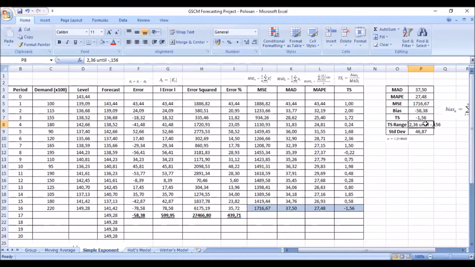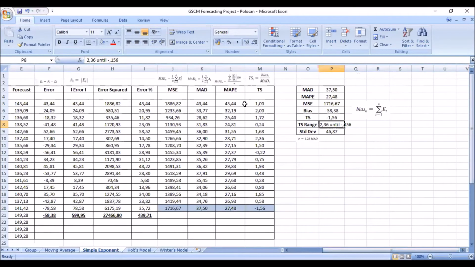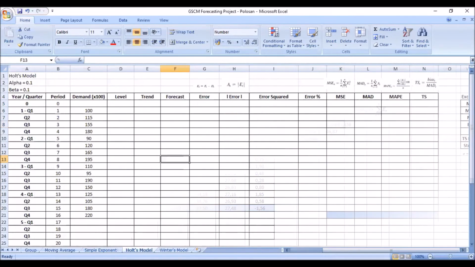But still, we can't fully rely on it, because even though it has a good and more balanced TS range and a lower standard deviation, we haven't compared it to the Holt model, so we can't say whether it's accurate or not. But for sure, it's quite a bit better than moving average, because it is a constant forecast with low error, and it can also be used as a standard number of forecasts for future demand. And then we move on to the Holt model after this one.